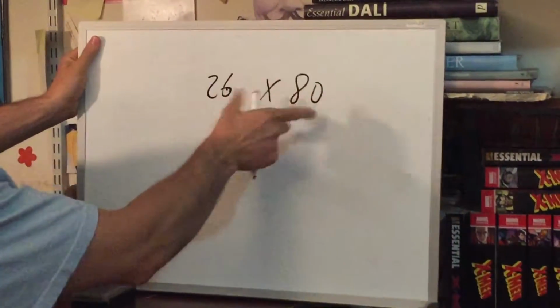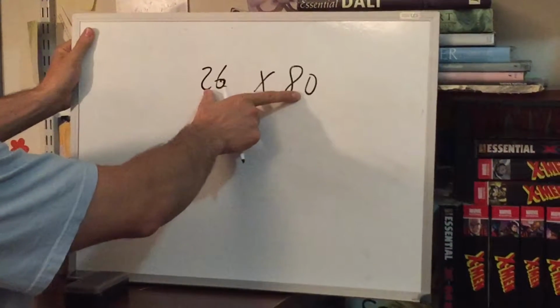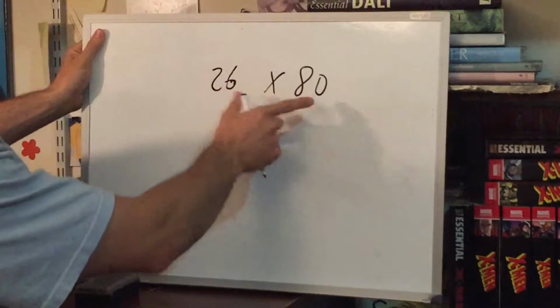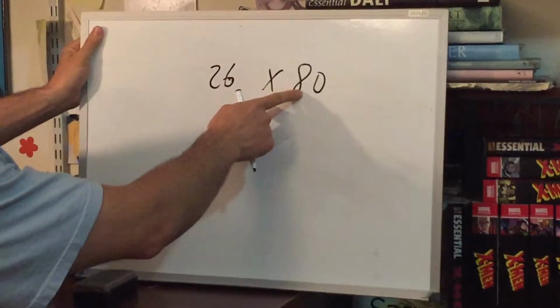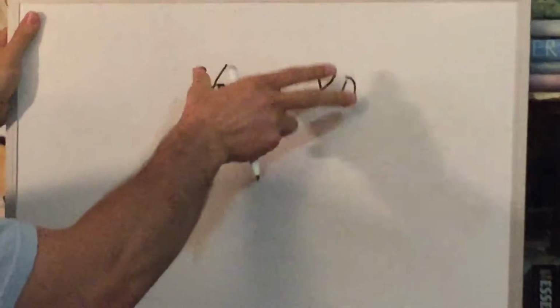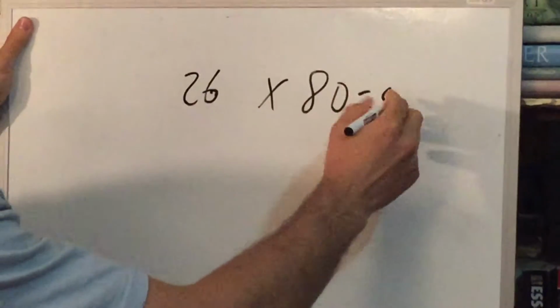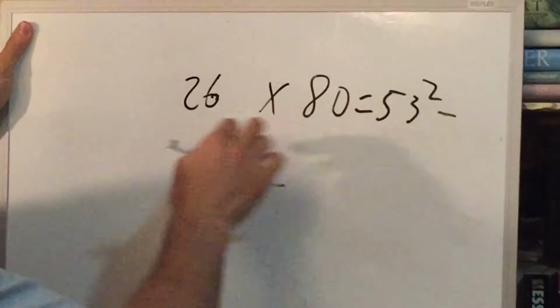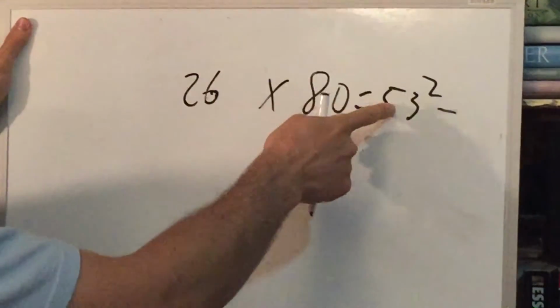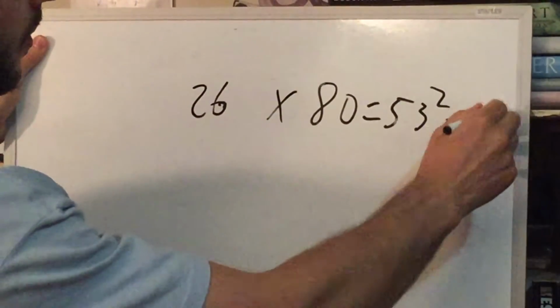We could either average them, so that would be 106 over 2, which would be 53, or you could take the distance and add the distance to 26. Let's just average them, divide by 2. So we would get 53 squared minus, how far is each one from 53? That would be 27. All right.